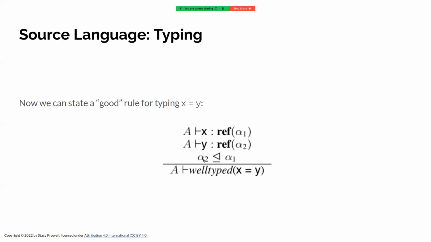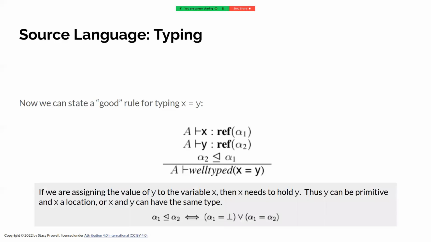Alpha 2 is the type of the thing pointed to by y, and that has to fit in the type of the thing pointed to by alpha 1. Makes sense to me. Okay, great. Then, and only then, can I conclude this is well typed. Great. So that's his good rule for typing the assignment statement. Took a while to get there, and we got through one. In the paper, there are going to be some others.